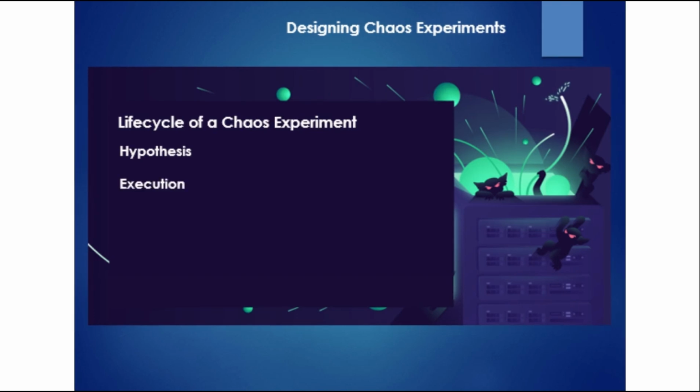2. Execution. Execution introduces controlled chaos into the system, such as increasing CPU usage or delaying network traffic. Tools like Chaos Monkey, Litmus, or Gremlin are used for automation. This ensures the test environment is prepared and all stakeholders are informed before initiating the experiment.